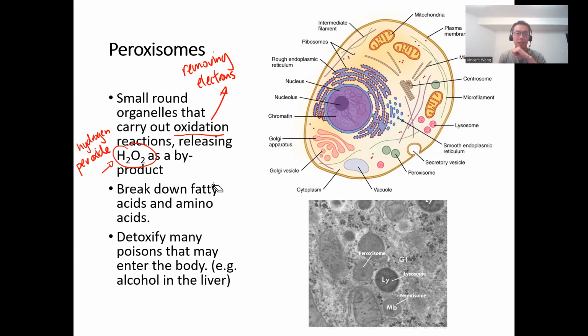It's also responsible for breaking down fatty acids, amino acids, and a little bit of detoxification as well. So you can see the organelles' functions overlap a little bit, right? So smooth ER does a little bit of detoxification for medication, for drugs. But if we're talking about things like alcohol that need to be broken down, then we need to have the peroxisome. Okay.